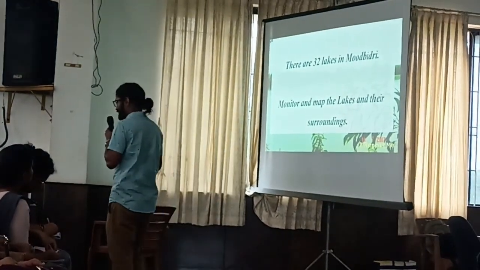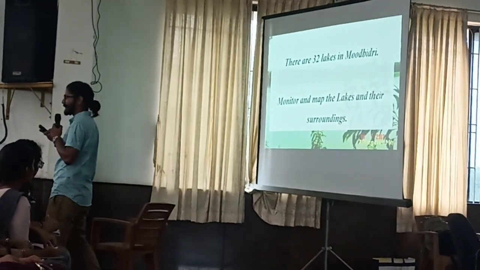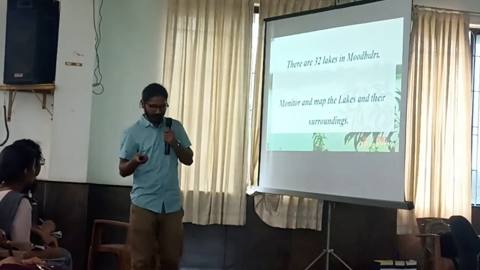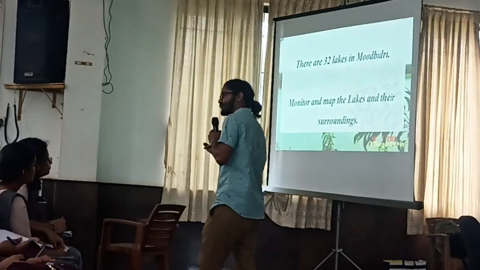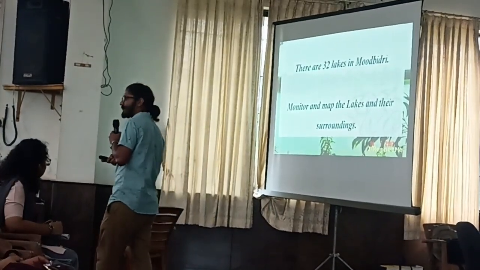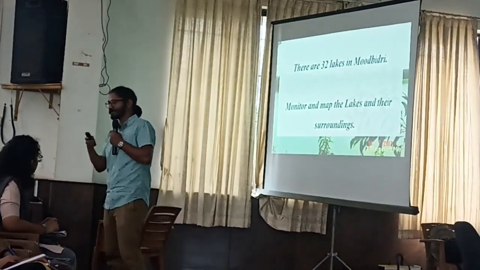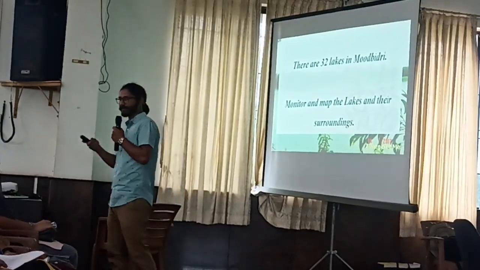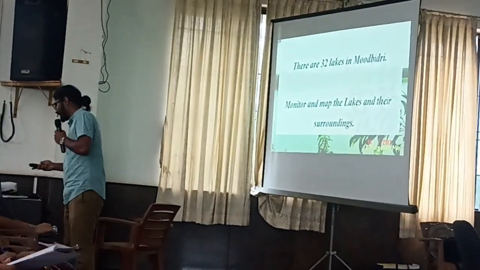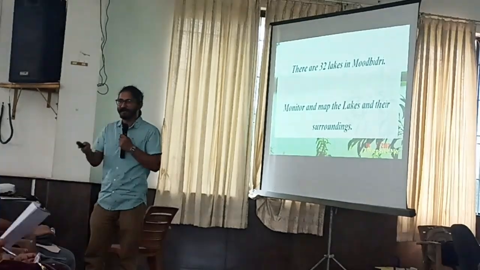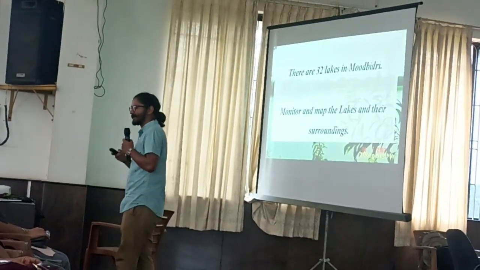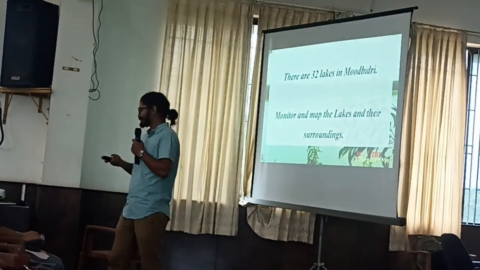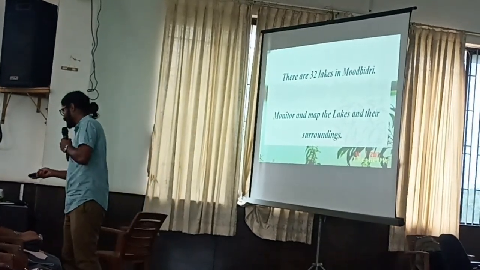So we have 32 lakes in Moodbidre, and you can opt for any one of them, and you can assess the soil quality for the catchment area in each lake. You can opt for one lake and assess the quality for the different land use types. What is the texture? What is the quality of soil? What is the color of that soil? So all we will get to know.